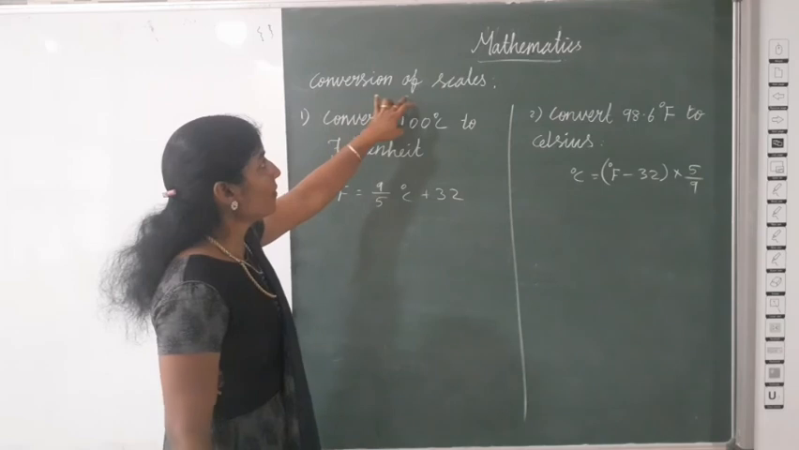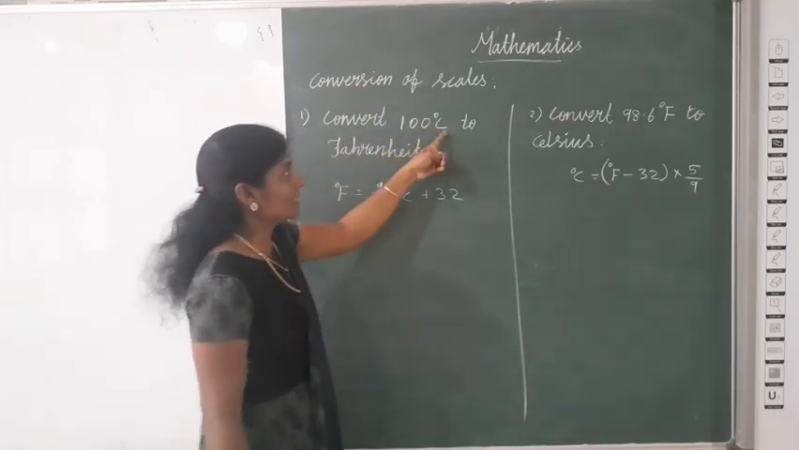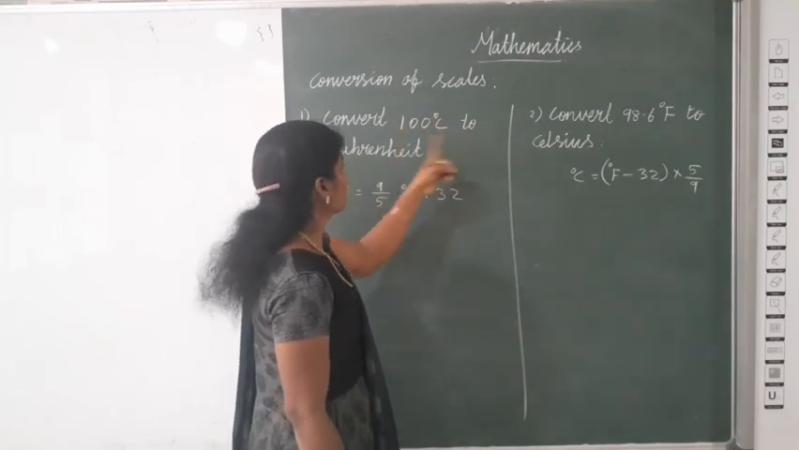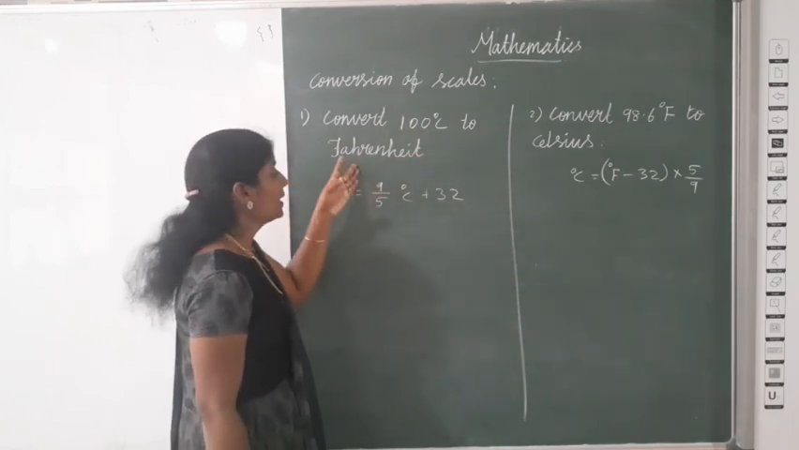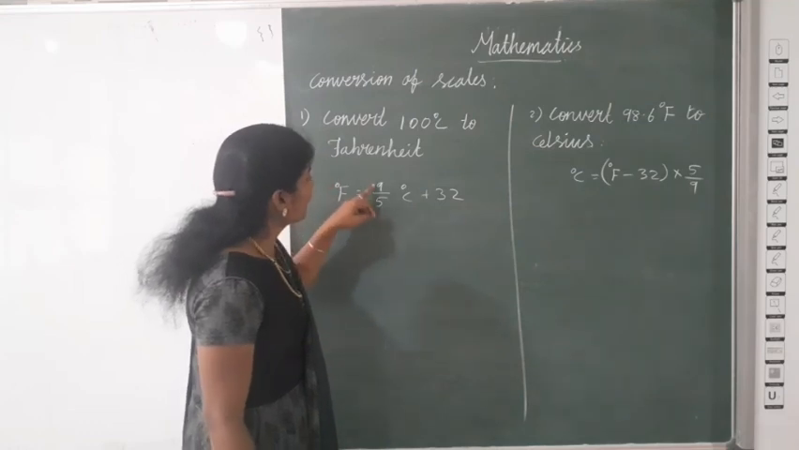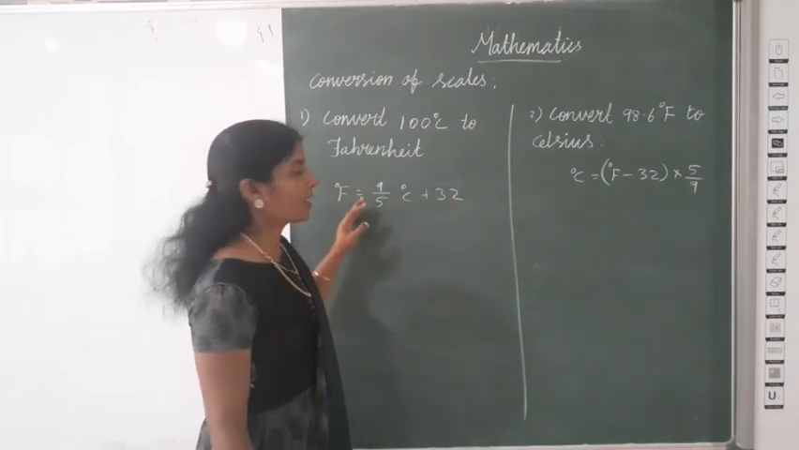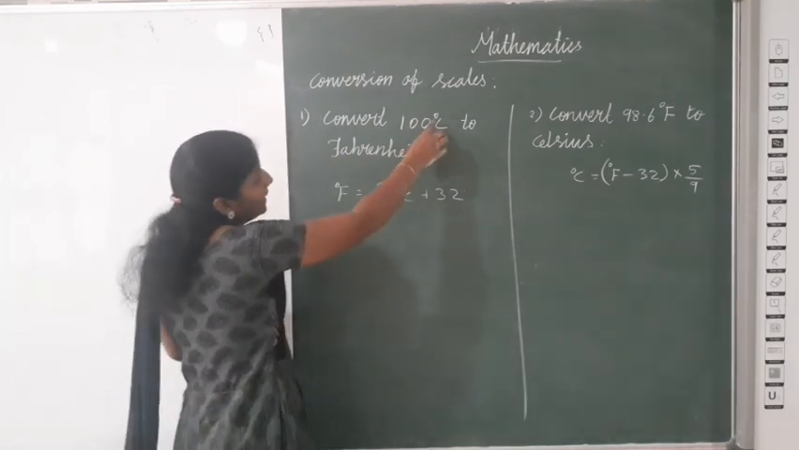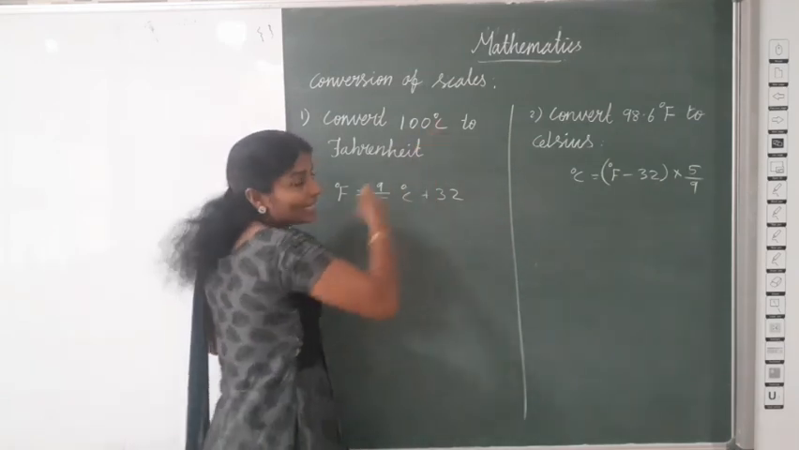Now conversion of scales. First one: convert 100 degrees Celsius to Fahrenheit. Now we can use the formula. Degree Fahrenheit is equal to 9 by 5 degrees Celsius plus 32. We can use this formula to convert into Fahrenheit. Now here we have 100 degrees Celsius.